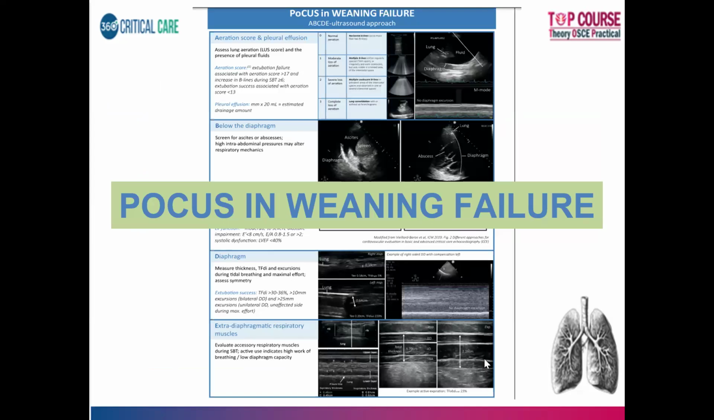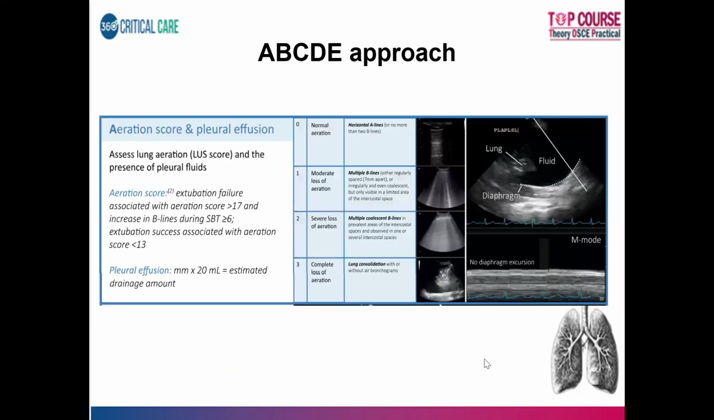So coming to the last part of the lung ultrasound, what is the role of POCUS, or point of care ultrasound, in weaning failure? The thing I've already mentioned to you earlier is the ABCDE approach. Usually A stands for the aeration score, right? I told you this is a score of 36, right? Anything less than 13 is a better outcome.